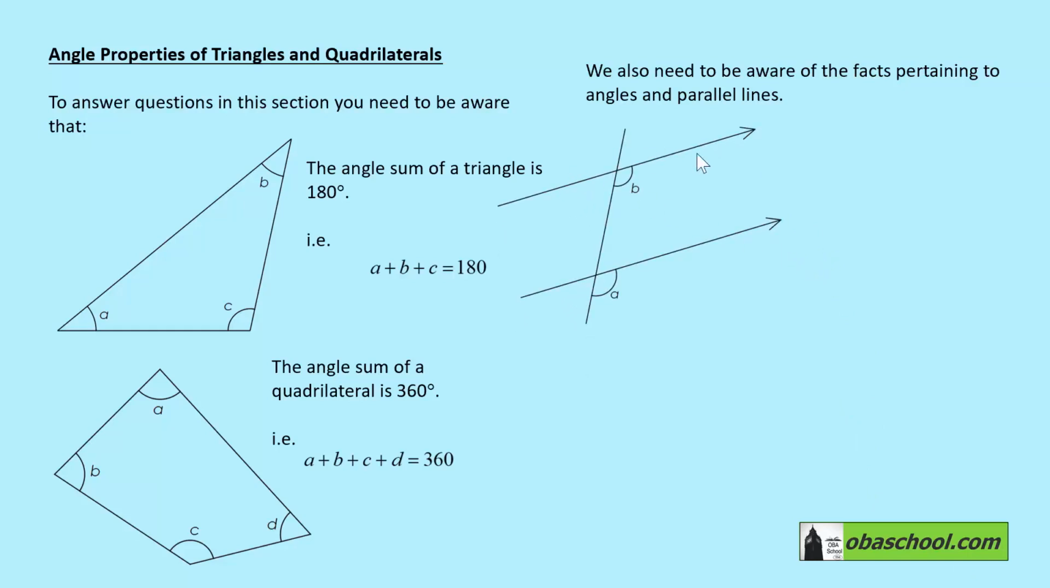So, here we have some parallel lines and a line going across them. That's known as a transversal. We have angle A and angle B, and they are corresponding angles. They're in an F shape, and the prongs of the F here are along the parallel lines. In this case, A is equal to B.